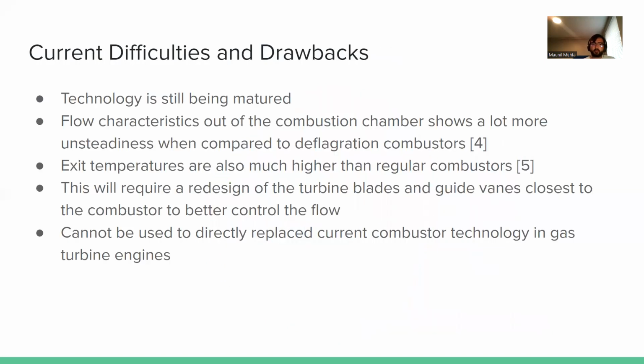So let's talk about some current difficulties and drawbacks. The first one is that the technology is still being matured. Some research has also shown that the flow characteristics at the exit of the combustion chamber show a lot more unsteadiness, and there are higher temperatures associated with that when compared to a deflagration combustor. This will probably require a redesign of the turbine blades as well as the guide vanes that are closest to the combustor to better control the flow and extract most of the energy.